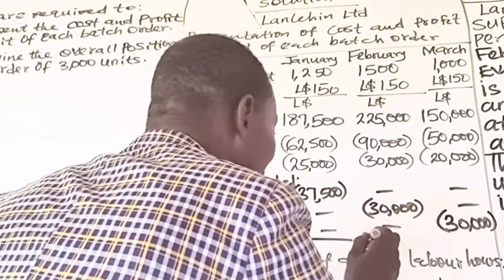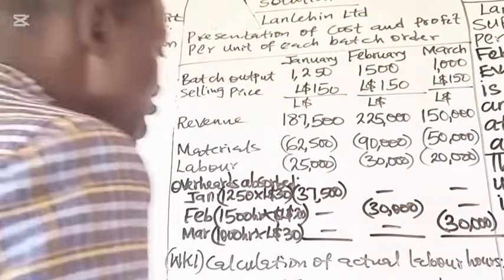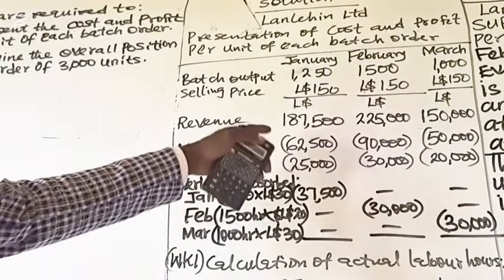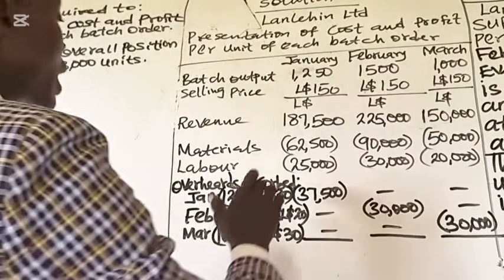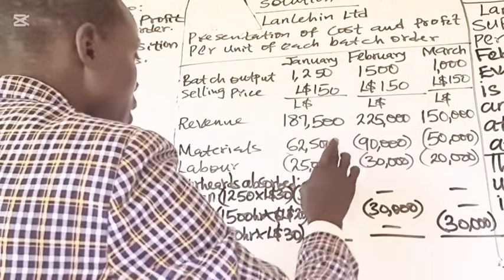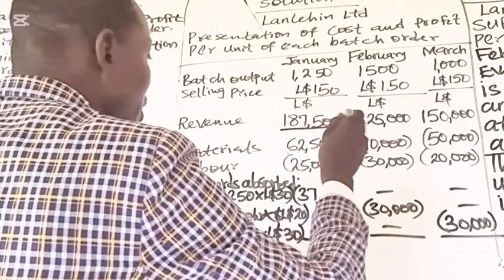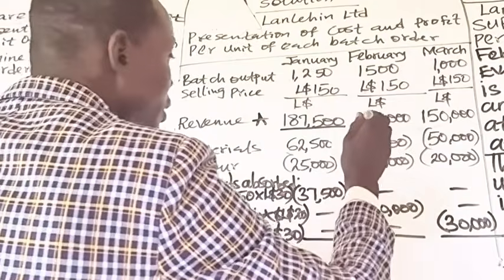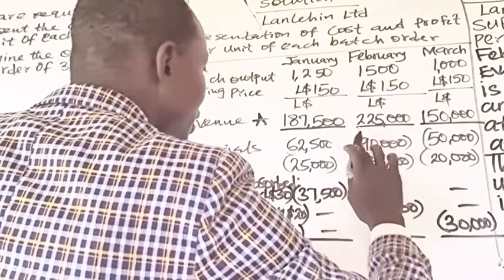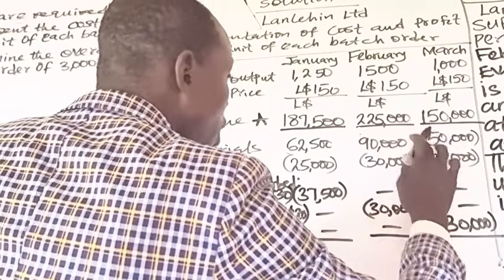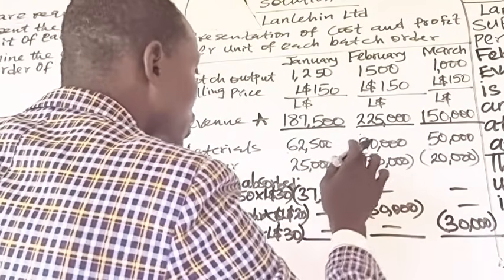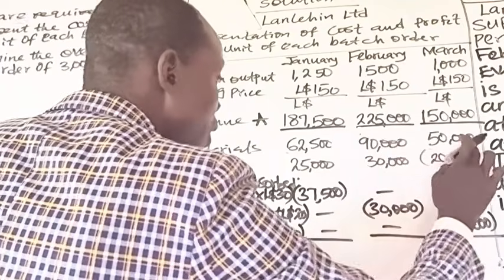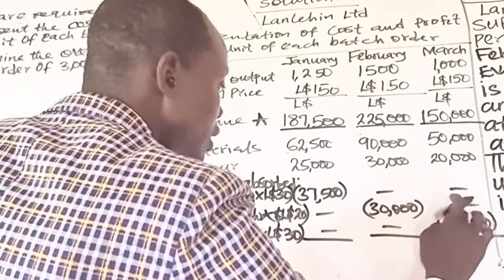So if you now subtract the expenses from the revenue, then you will get the profit. Since the question asks us to present the cost per unit, let me separate this. Let me take the revenue as A, so that we'll be able to sum up the cost, so that we can get the total cost. With the total cost, we'll be able to calculate the cost per unit.